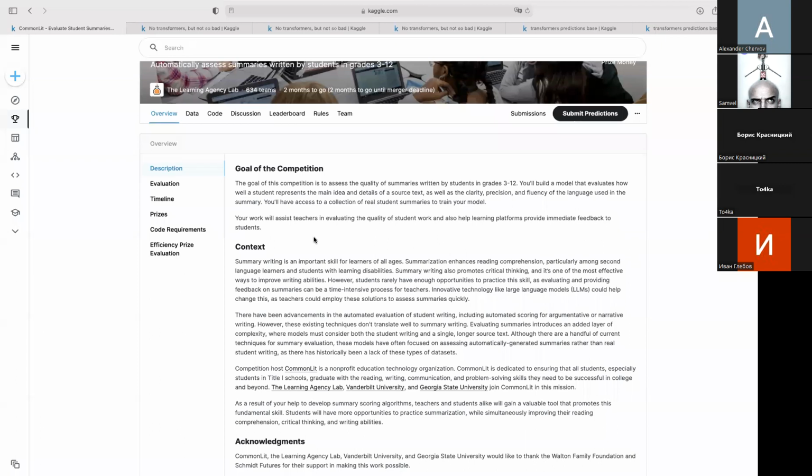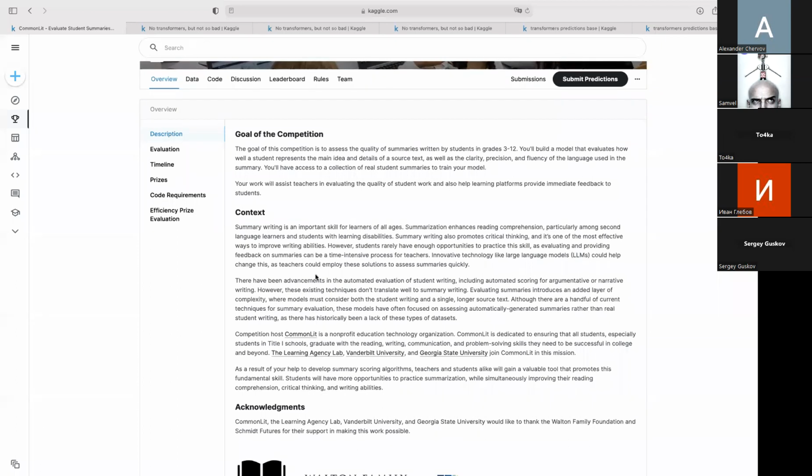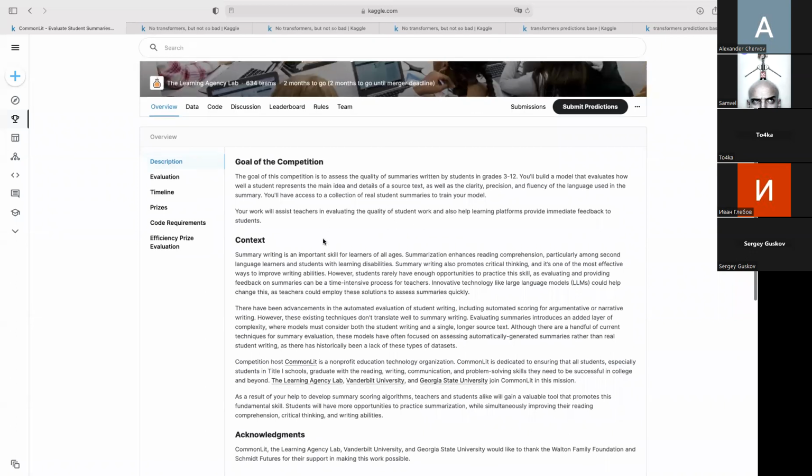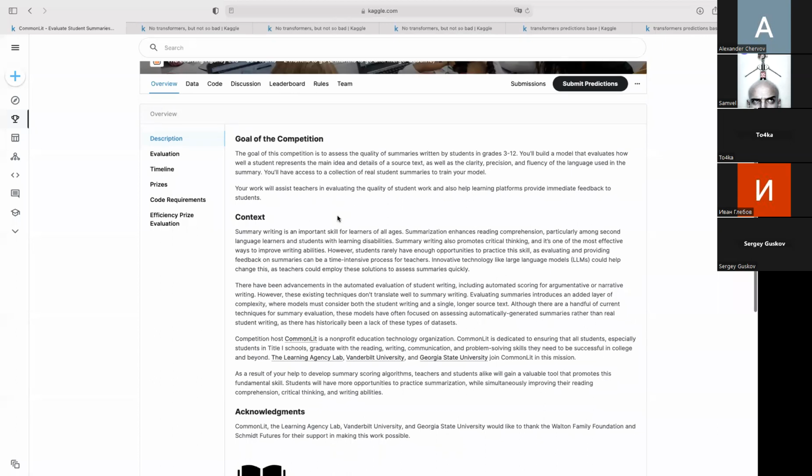As I said before, the goal is the quality of summaries, and at first sight we can think that it's a typical NLP competition where we have a text column and a target. But first of all, the target is not a class, it's two float values. So in machine learning terms, it's a competition about solving a multi-regression problem. But what about the target? The target is about quality.